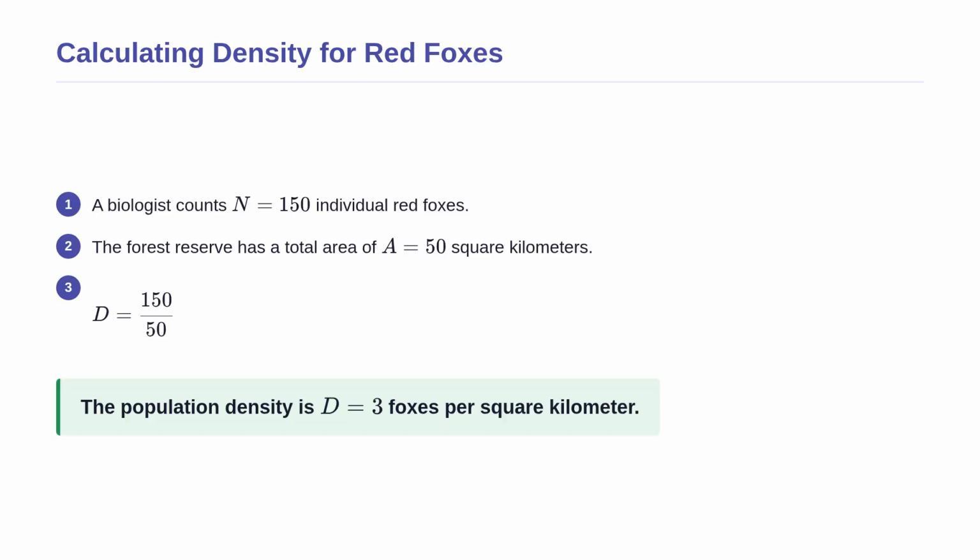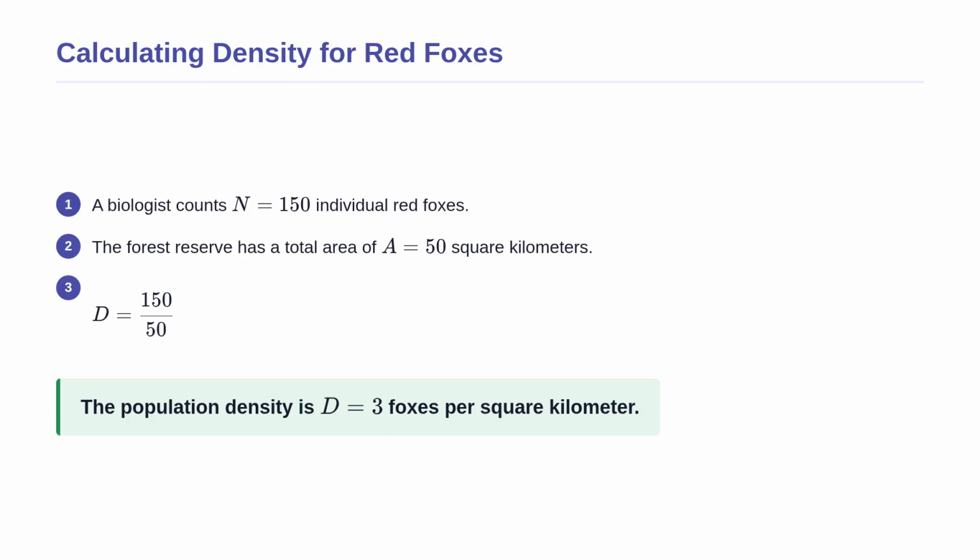Now that we have our formula, let us see this with a concrete example involving a unitary population. Suppose a wildlife biologist is studying red foxes in a protected forest reserve. Through careful tagging, the biologist counts exactly 150 individual foxes. The reserve has a total area of 50 square kilometers. We want to find the population density.